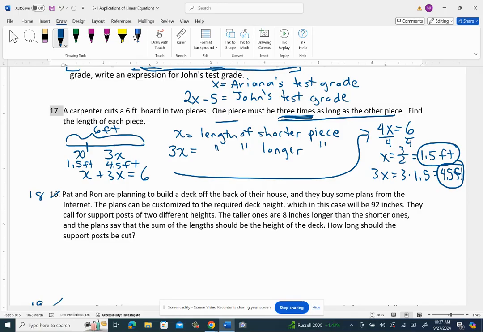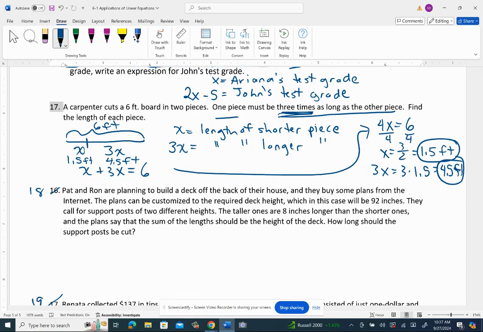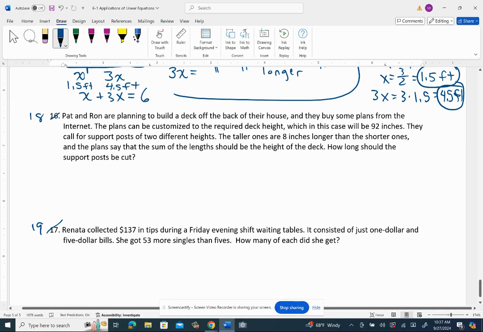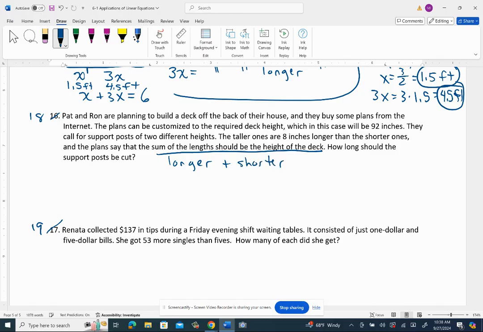Okay. Now 18 is really just like that in a way. Okay. So the height of the deck is going to be 92 inches. It calls for support posts of 2 different heights. Okay. The taller ones are 8 inches longer than the shorter ones, and the sum of the lengths should be the height of the deck. Okay. So the longer one plus the shorter one would have to equal the height of the deck.